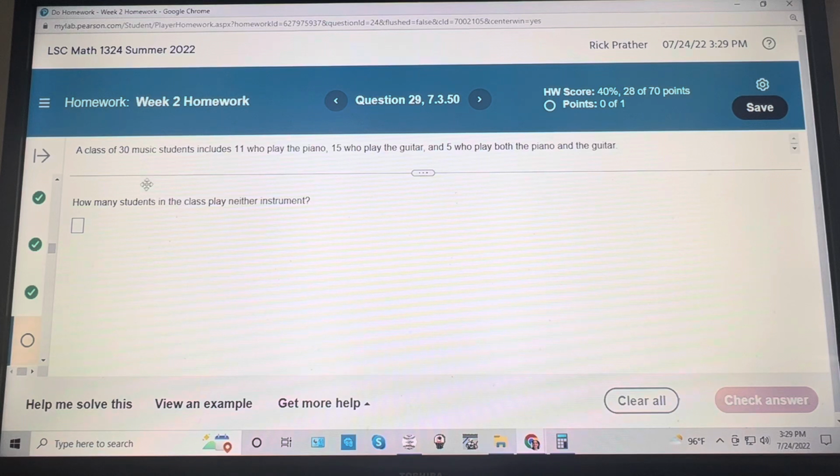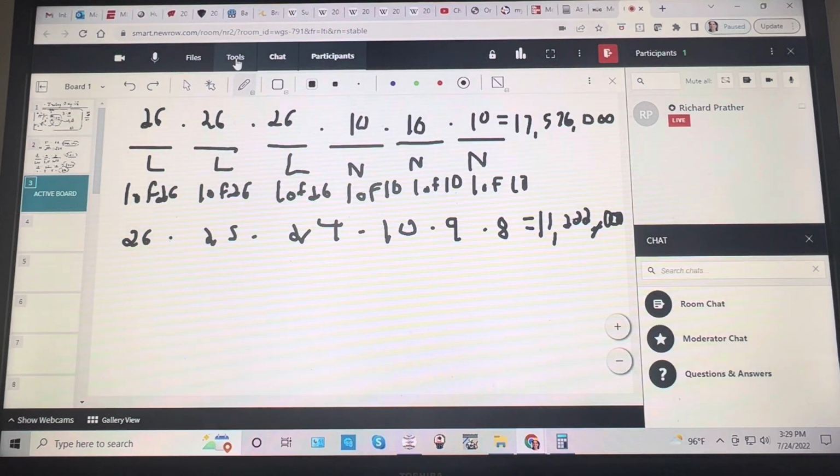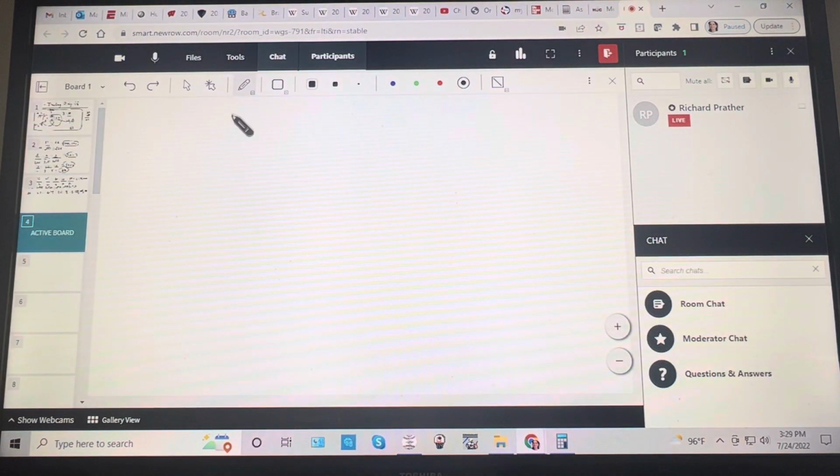A class of 30 music students includes 11 who play the piano, 15 who play guitar, 5 who play both. Okay, how many students play neither? Once you can do both, that's a Venn diagram where the circles overlap. This is like chocolate and vanilla ice cream. So we know that there are 30 total in the whole class. That's the universal size is 30. Number of elements in the whole universe is 30.